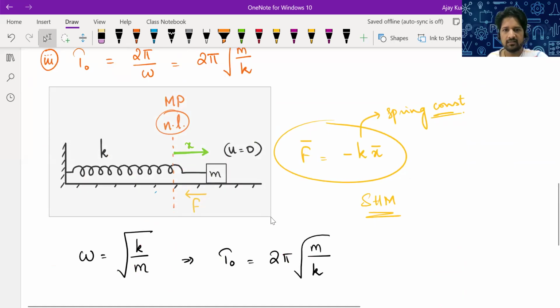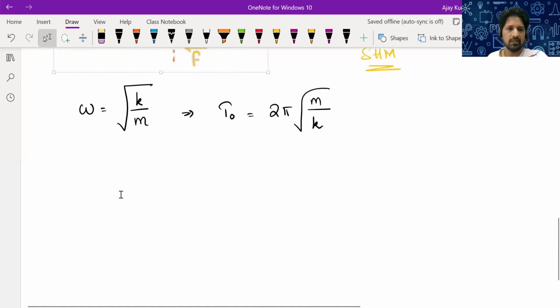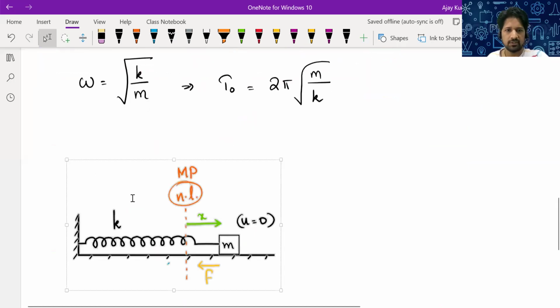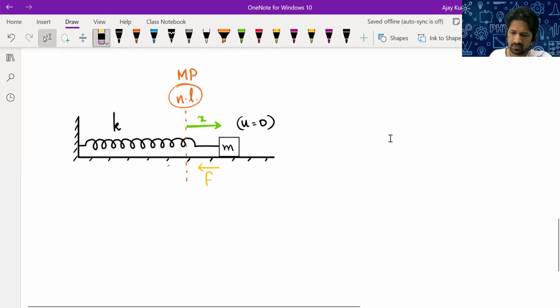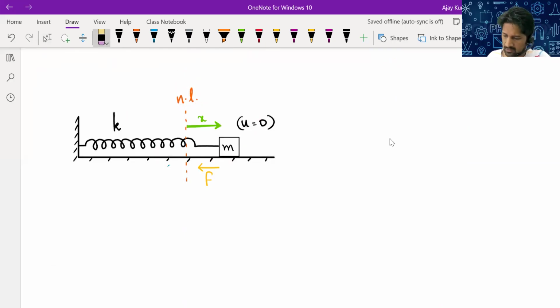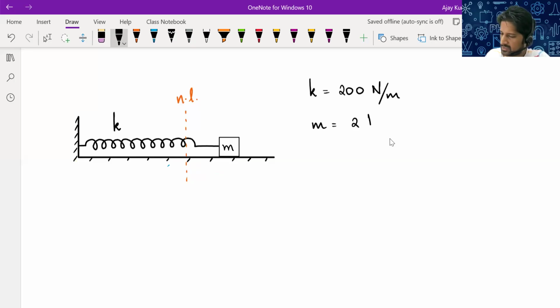So we have determined that this spring block system executes simple harmonic motion. Let us work further on that. We know where the mean position is. Let's assign some values this time. Assume spring constant is 200 Newton per meter. And let's say the mass of the block is 2 kg. It is pulled aside, let's say by a distance of 20 centimeters. The spring is stretched by 20 centimeters and the block is released from rest.